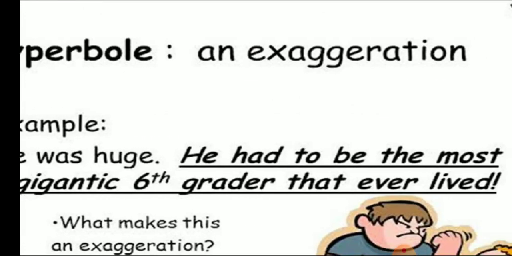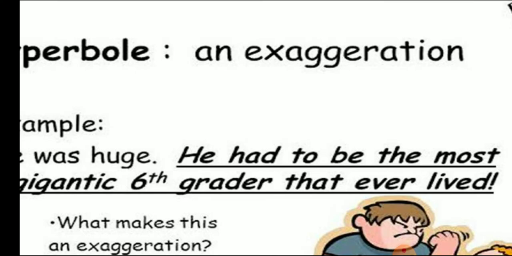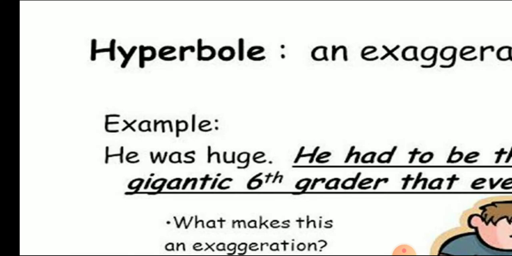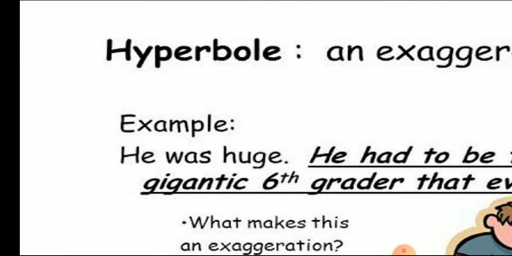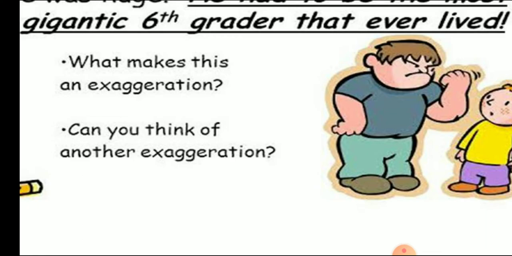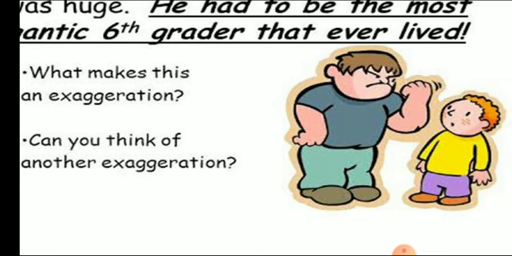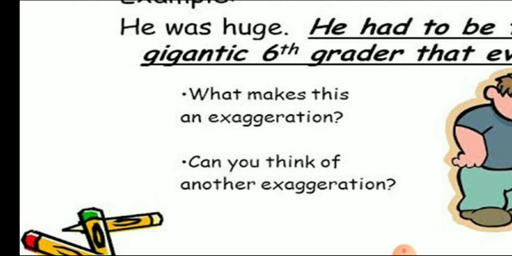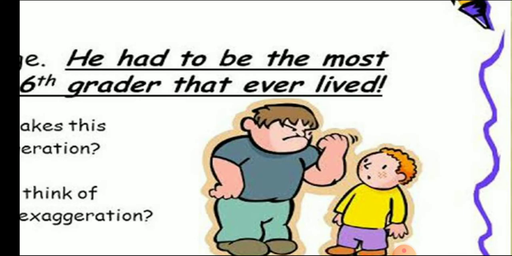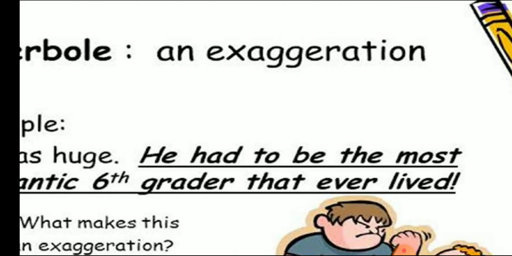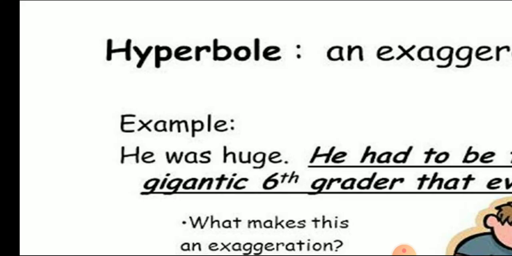What is hyperbole? When something is exaggerated, then the figure of speech employed in that line is hyperbole. He was huge. He had to be the most gigantic sixth grader that ever lived. What makes this an exaggeration? Can you think of another exaggeration? That is, he means that he is very fat. So something is exaggerated, so the figure of speech employed here is hyperbole.